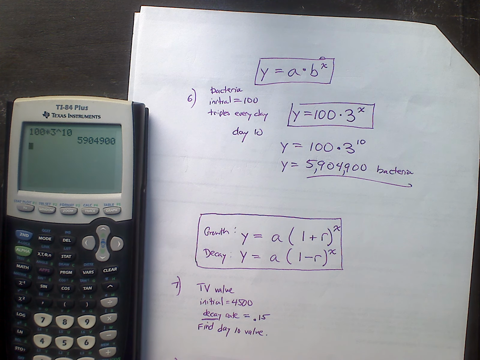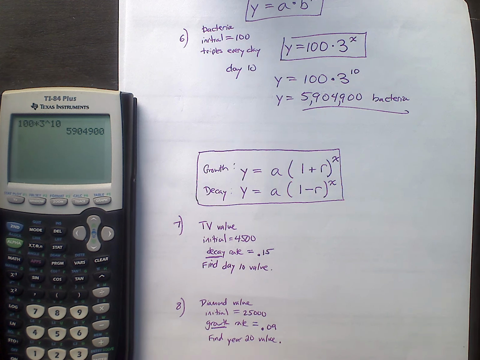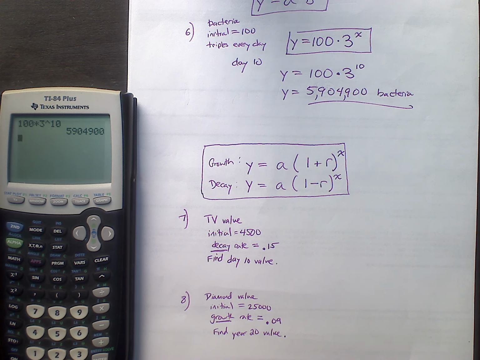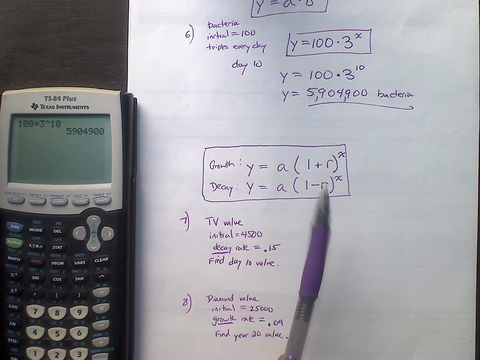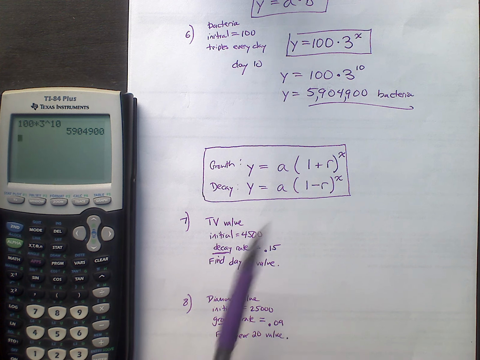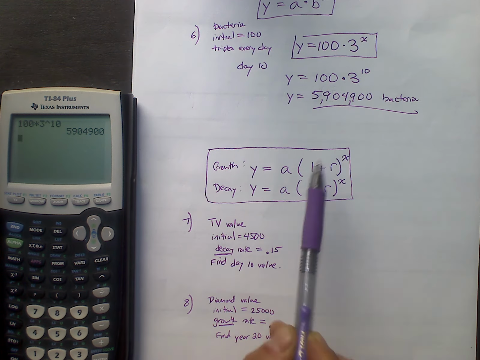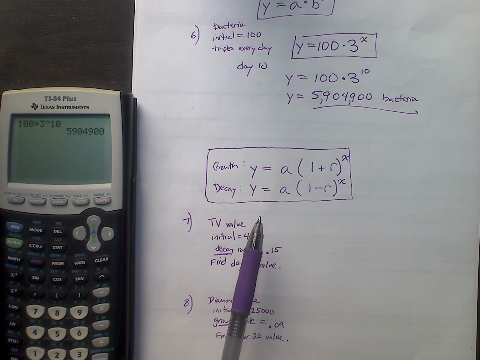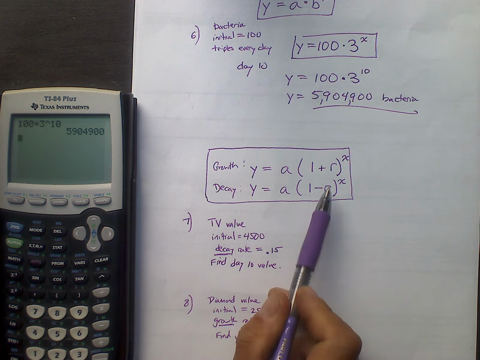Okay, similar. Number 7 and 8 are exponential growth and decay, but they give the multiplier as a percentage rate of growth or rate of decay. So all I'm going to do is switch that multiplier to 1 plus the growth rate, or if it's a decay problem, 1 minus the rate. If it's growing, the multiplier should end up being more than 1, and if it's decaying, the multiplier should end up being a number less than 1, between 0 and 1.